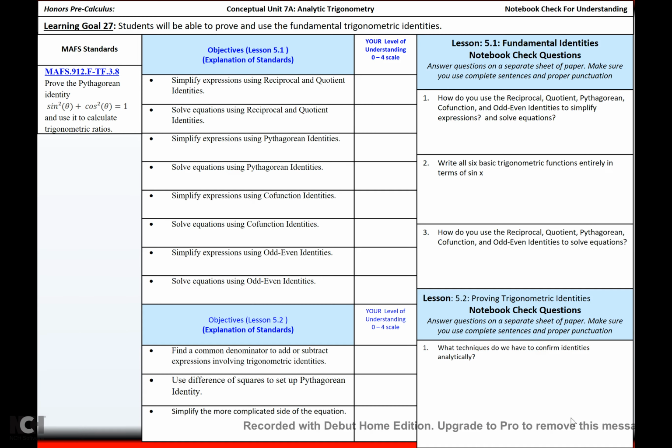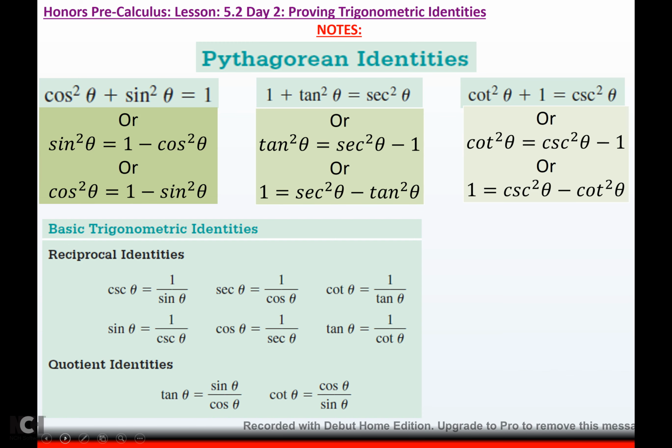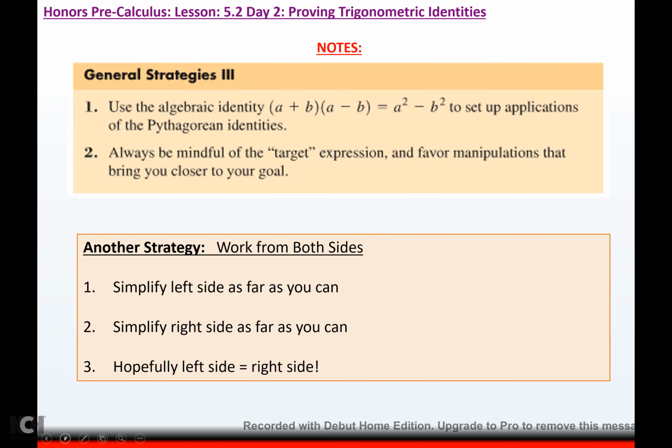All right, today we're going to continue talking about proving trigonometric identities. So a little reminder of our identities. We have our Pythagorean identities, our reciprocal identities, and our quotient identities. All right, so we have another strategy to help us solve these.